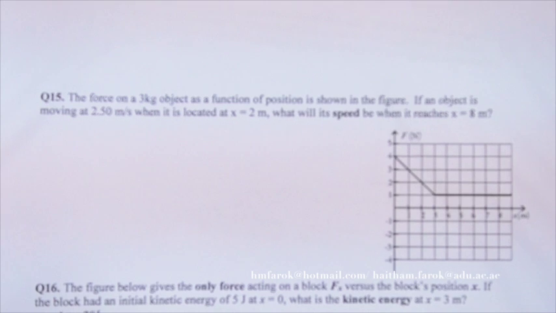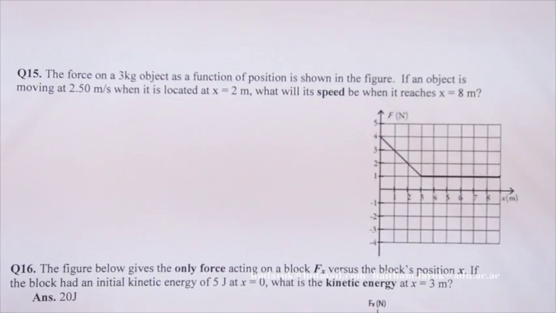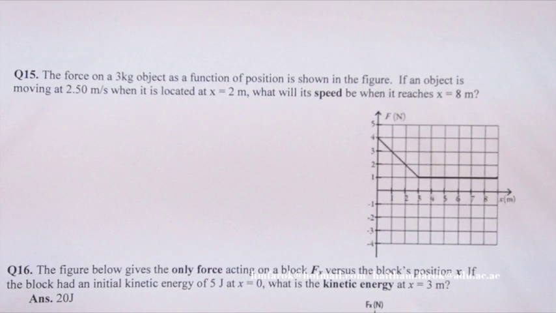Question 15 says, the force on a 3 kilogram object as a function of position is shown in the figure. If an object is moving at 2.5 meters per second when x is 2 meters, so I have a speed of 2.5 meters per second at x equal 2 meters. What is the speed, v, when x is 8 meters? Of course, the mass is 3 kilograms, and this is question 15.